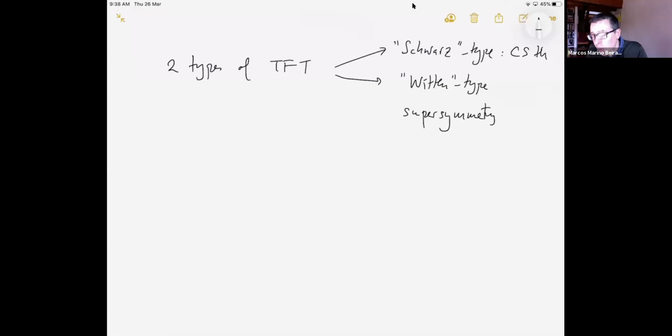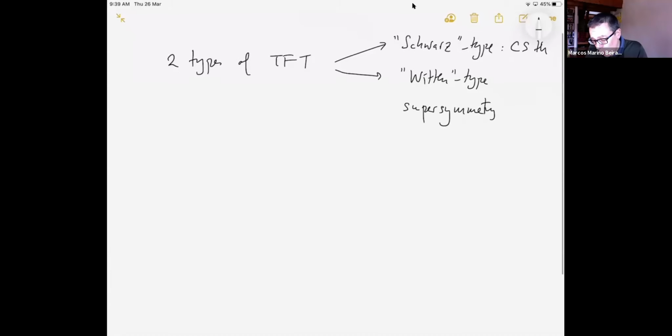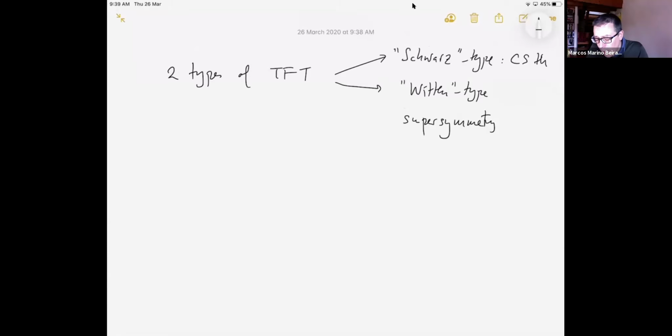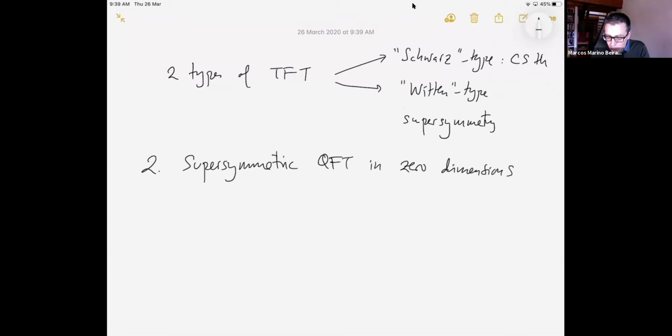So in order to do this, I have to explain a little bit what supersymmetry is. Of course, supersymmetry is a complicated thing with many implications, so I want to start with very elementary things. Chapter 2 of this course is going to be supersymmetric quantum field theories in 0 dimensions. We are going to continue being in 0 dimensions because it's where life is simple, where we are just dealing with functions, but we are going to introduce a new ingredient, which is supersymmetry.